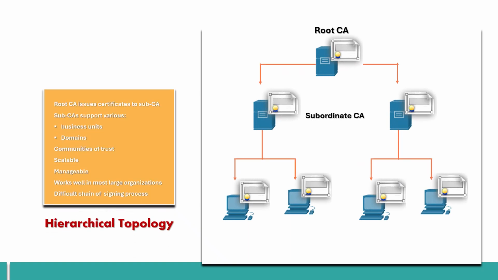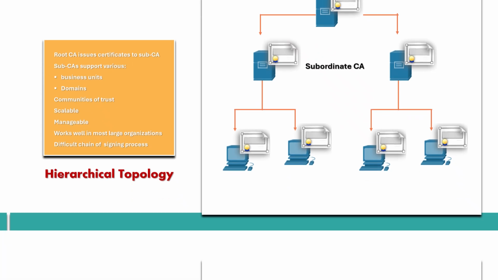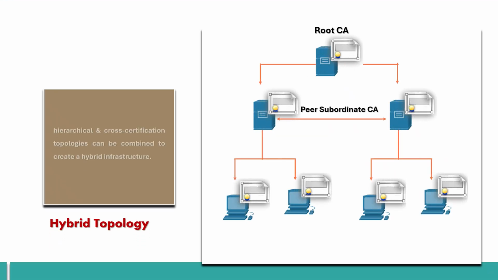In a hierarchical topology, there is a root CA, but that root CA may have some subordinate CAs, and those CAs are going to issue certificates to the clients. An example of hybrid topology is when hierarchical and cross-certificate topologies are combined together, as the topology on the right-hand side of the screen shows.